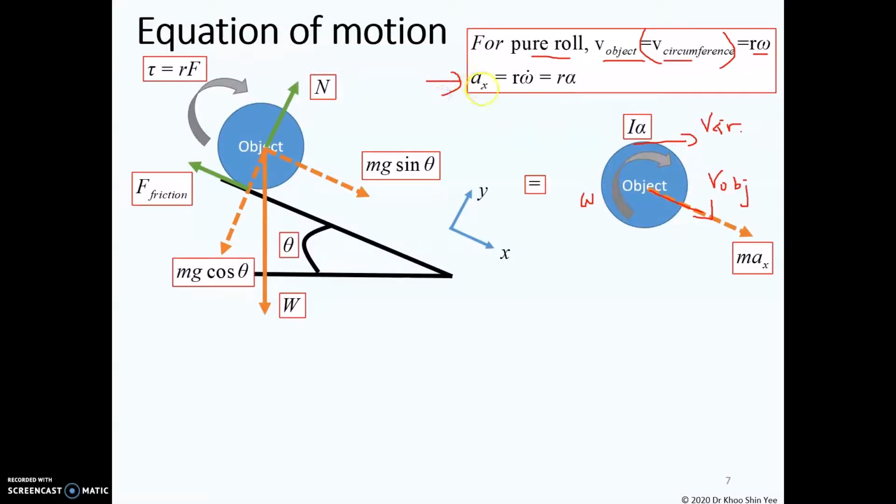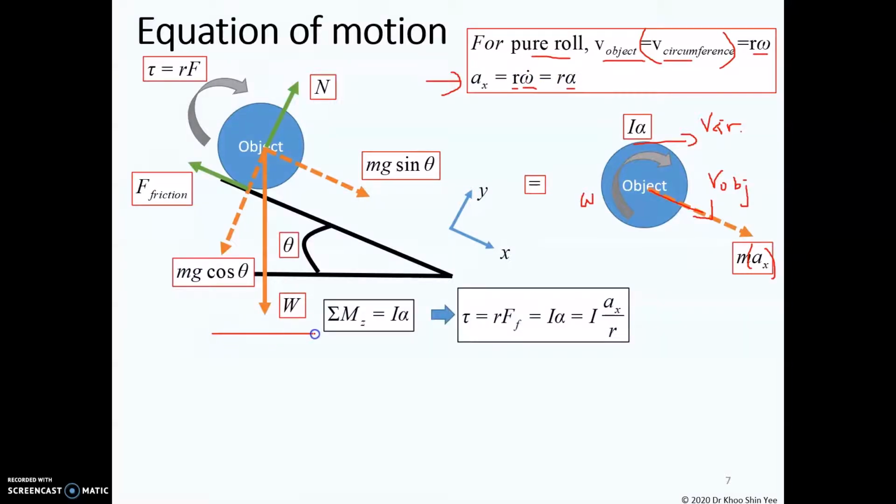Therefore, the acceleration in the x direction here is equal to the radius multiplied with the angular acceleration. It can be written as omega dot or alpha. Let's look at the rotation motion first. In this case, the rotation happens in the z direction. Therefore, the summation of the moment in the z direction, which is the torque here, is equal to the mass moment of inertia multiplied with alpha.